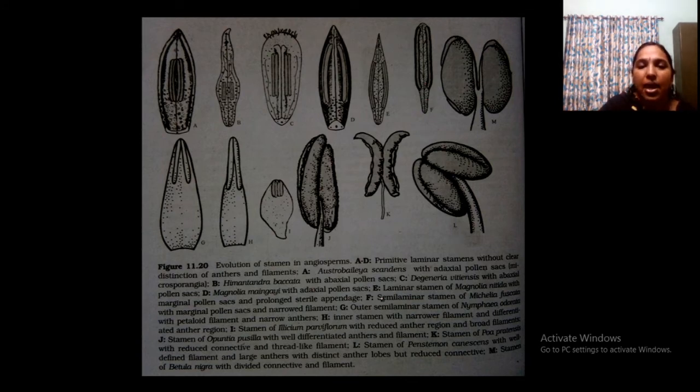Clear? And the outer semi-laminar stamen of Nymphaea. What is that? This is one. The outer semi-laminar stamen of Nymphaea, and the inner stamen with a narrow filament. This is a filament of Alisma, stamen of Opuntia. Clear? And this is the stamen of Poa, that is an advanced one. And this is the stamen of Penstemon with a well-defined filament and large, distinct anthers and filaments. So, see the steps of evolution.